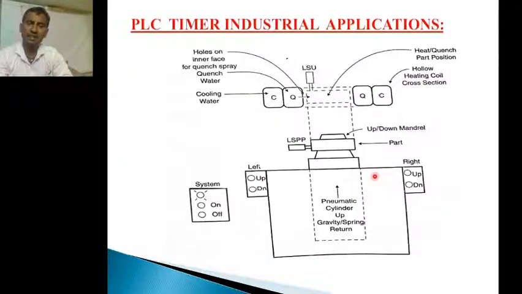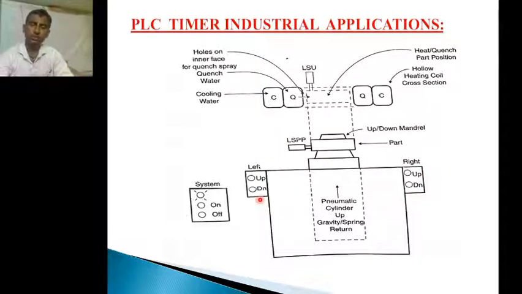There are many industrial applications for the timer function, but John W. Webb explains one operation, which is the hardening of metal. The process involved in the hardening of metal is similar to the drill press operation and spray process control. Here also we have three switches: one is master on and master off, another is right up and right down, and another is left up and left down. That means start, right start and right stop, and left start and left stop, like that.